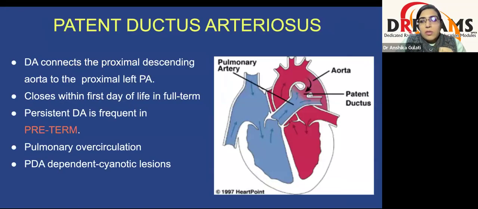The fourth lesion in the group 1 category is the PDA. The ductus arteriosus is a normal connection in fetal life, connecting the proximal part of the descending thoracic aorta to the proximal part of the left pulmonary artery. Usually it closes on day 1 of life, but it may remain persistently open in preterm babies, or secondly, in some cyanotic heart diseases which are PDA dependent, like transposition of great arteries. We'll discuss them just now.